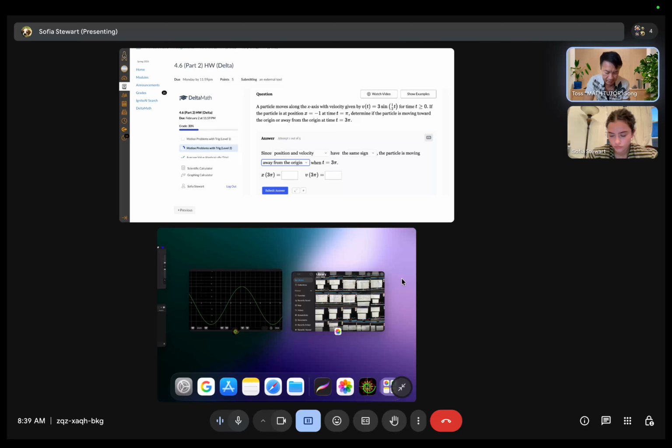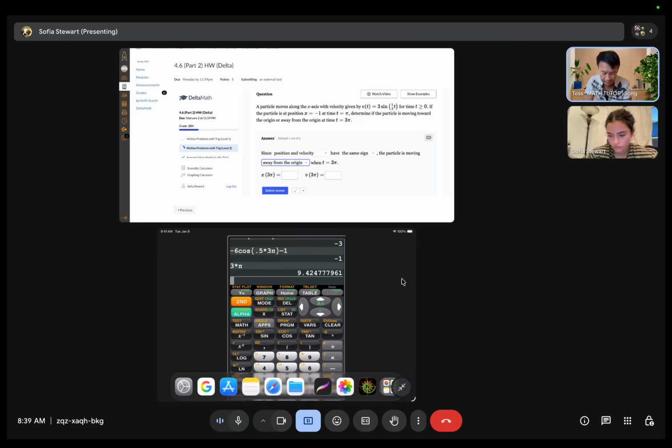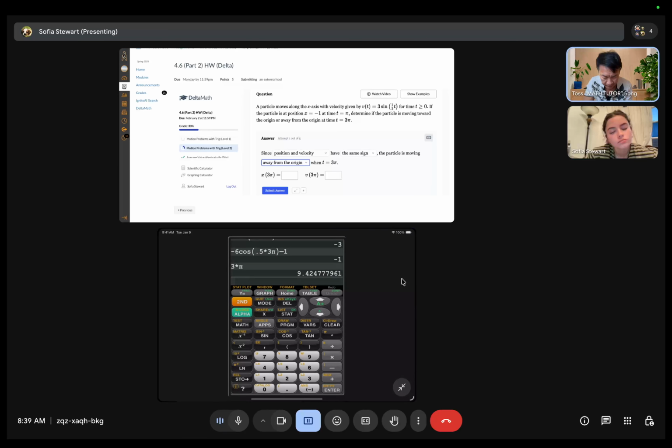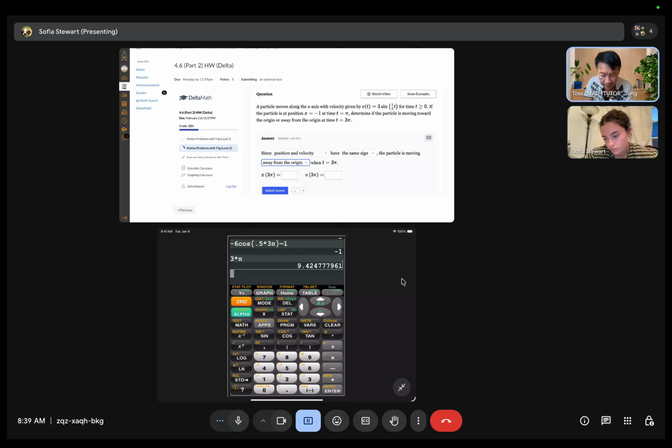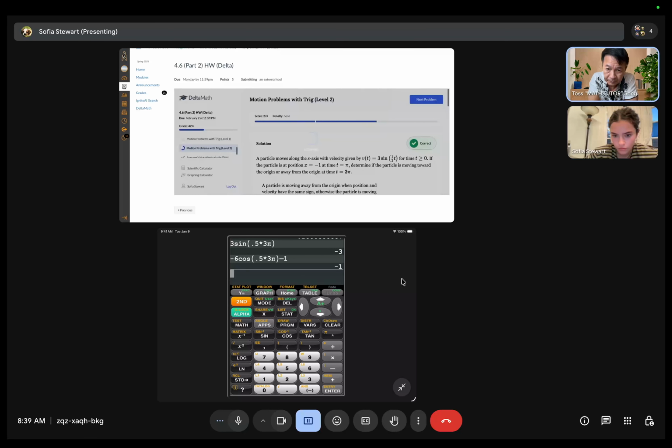But what about the answers for those plug-ins? So x of 3 pi, I already got that. X of 3 pi is right here. X of 3 pi is -1. And the velocity, the original, yeah, the velocity is -3. That's right, yeah. All right.